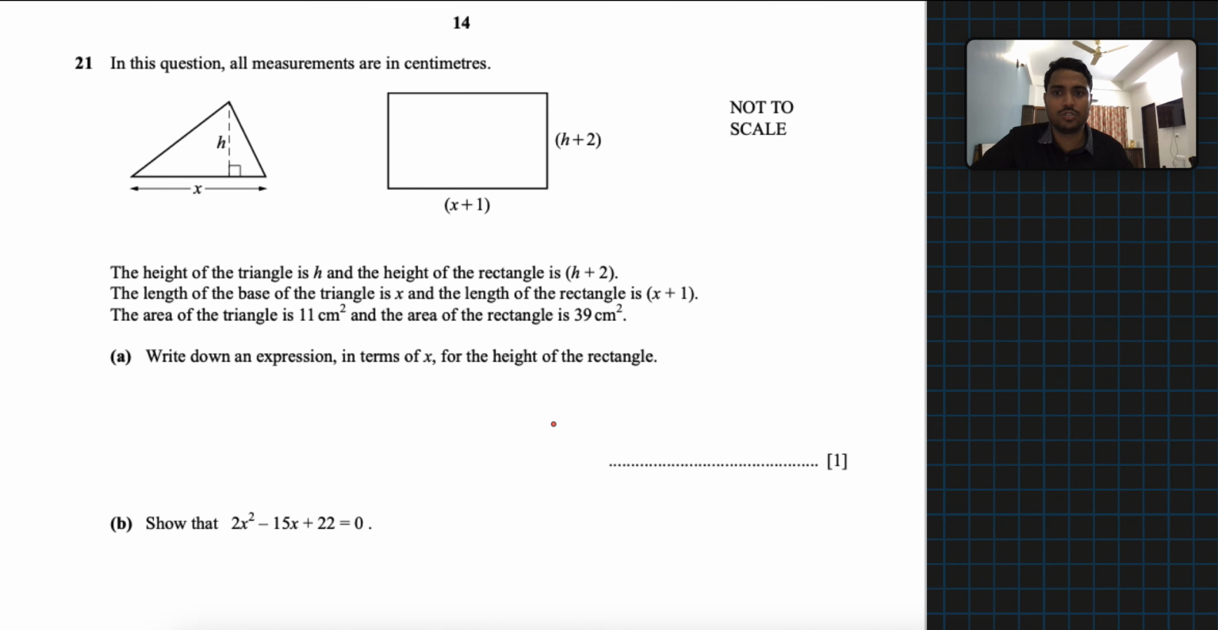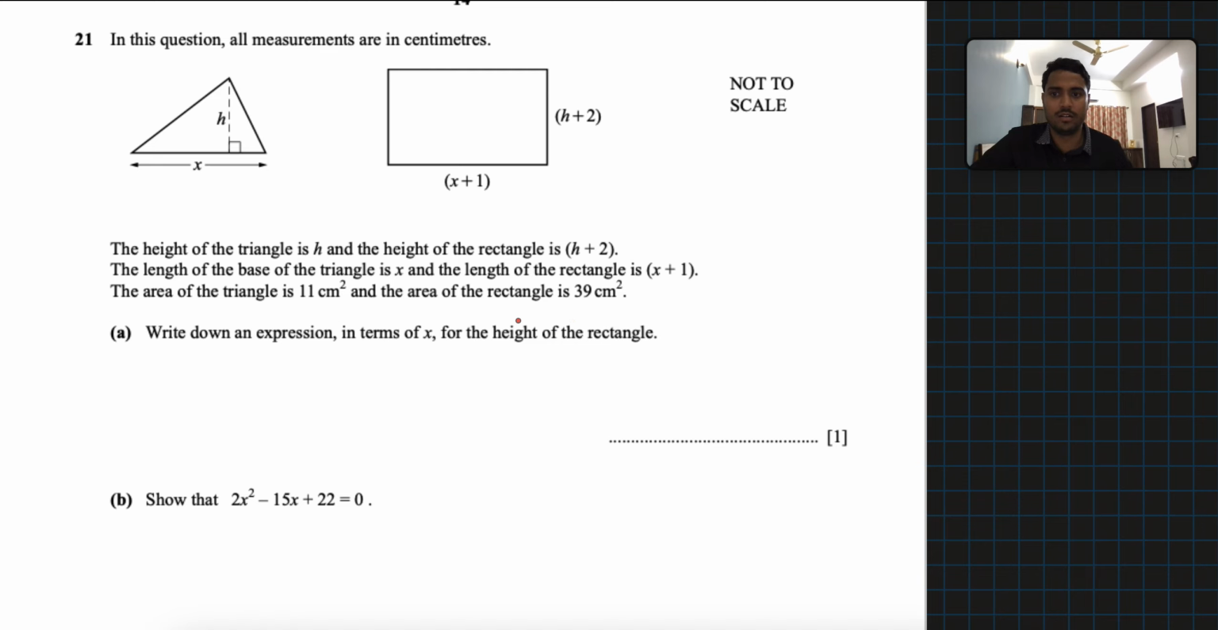It says in this question all measurements are in centimeters. The height of the triangle is h and the height of the rectangle is h plus 2. Whatever is the value of h, plus 2 is going to be the height of the rectangle. The length of the base of the triangle is x and the length of the rectangle is x plus 1.